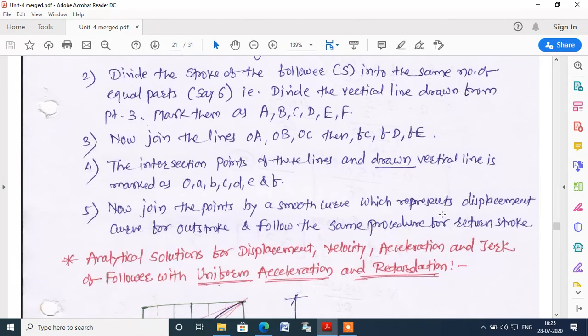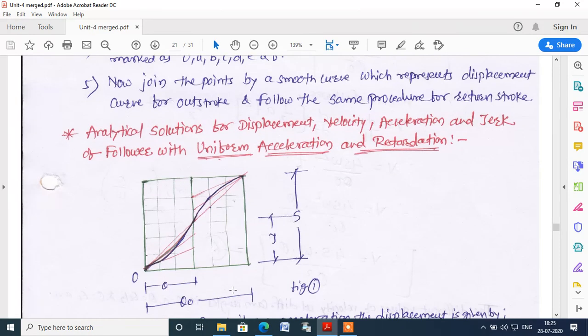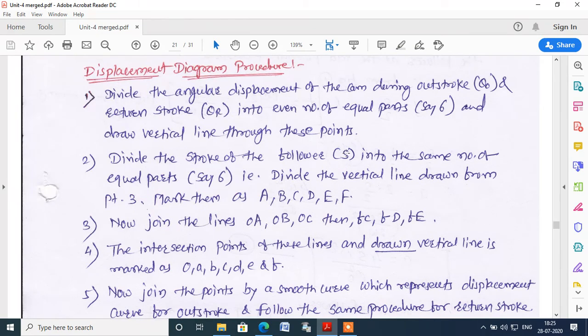So here there is a procedure to draw the displacement diagram. For the displacement diagram, on the x-axis you have to take the cam angle, and on the y-axis we have to take the displacement of the follower. So divide the angular displacement of the cam during outstroke theta, during return stroke theta, into an even number of equal parts. Generally we divide this into an even number of equal parts, let us say 6 or 8. So 6, and draw vertical lines through these points.